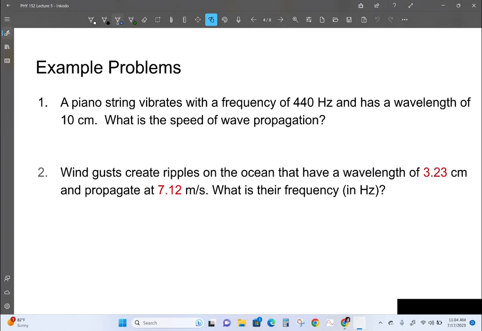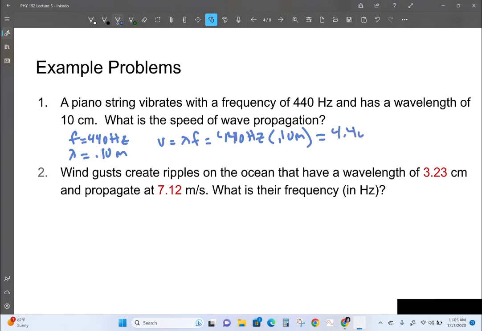So let's just do a couple examples. A piano string is vibrating with a frequency of 440 hertz, and it has a wavelength of 10 centimeters. Let's go ahead and change that to 0.10 meters. And if we want to know the speed, it's just lambda f, or 440 hertz times 0.10 meters, which is going to be equal to 44.0 meters per second. So just so you see how that works, a hertz is 1 over a second, and you're multiplying by a meter, so you get meters per second.